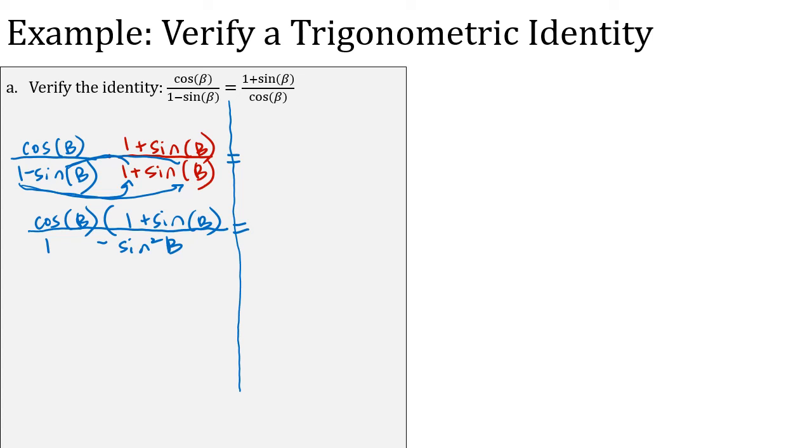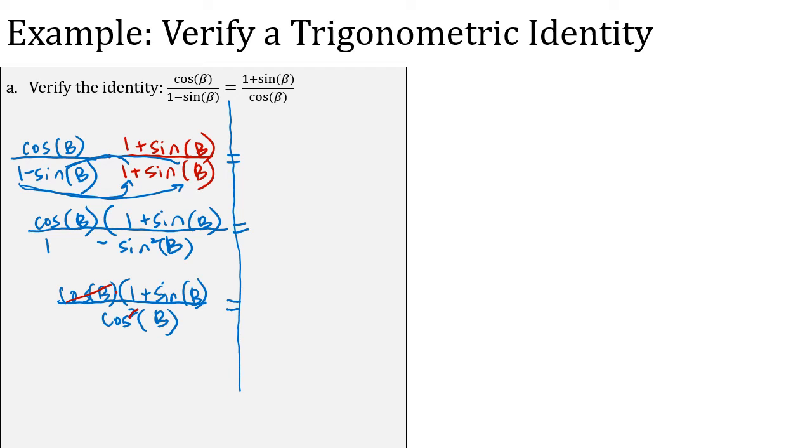Down in the denominator, we know that 1 minus sine squared beta is cosine squared beta. So I'm going to rewrite that as cosine squared beta. And up in the numerator, I'm going to leave it as cosine of beta because I like the idea that maybe I can do some canceling here. That cosine of beta is being multiplied, so it's a factor, and it can be canceled with one of the cosines down in the denominator.